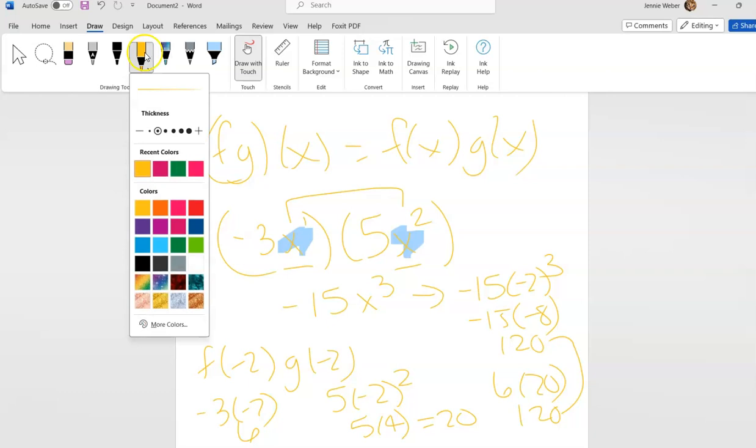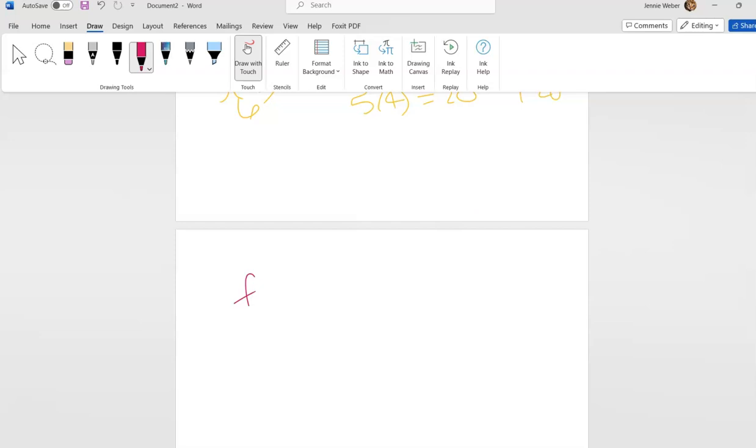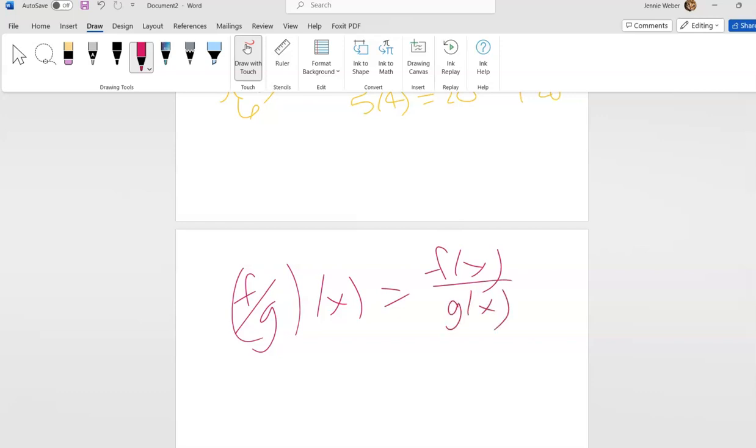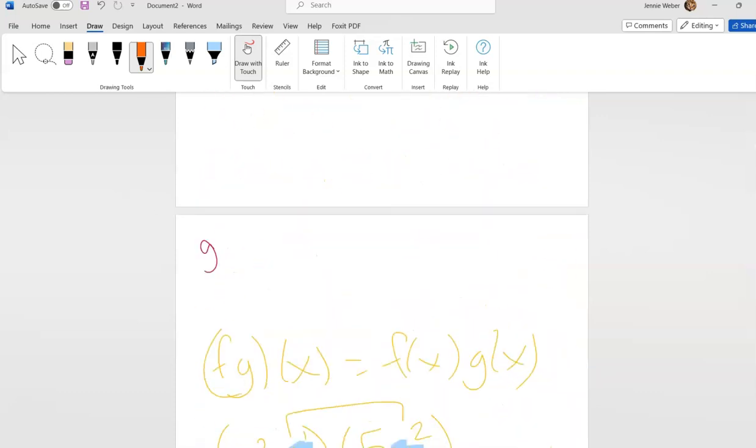Now, the last one here is f divided by g of x. This is f of x over g of x. In this case, negative 3x over 5x squared. Same thing as before, this is the quotient rule of our exponents. So this is going to become negative 3 over 5x, because I would have 1 minus 2, which is negative 1, which means it stays in the denominator. And there's my answer.